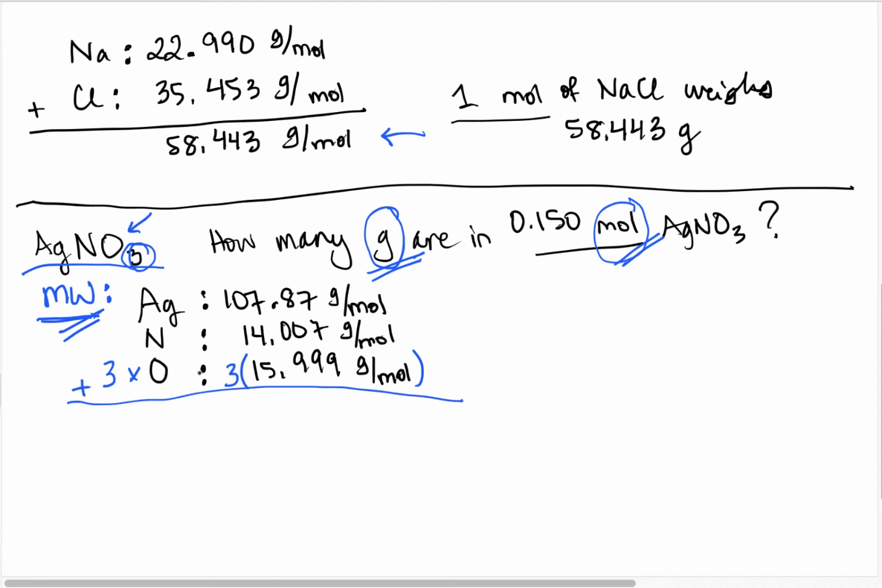So pull out your calculator and do this, and you should find that the total mass, if I did it right, is 169.87 grams per mole. And I'm using significant digits here. I have addition rules, and I have 2 decimal places and 3 decimal places. So I'm going to keep 2 decimal places in my answer because this is addition rules.